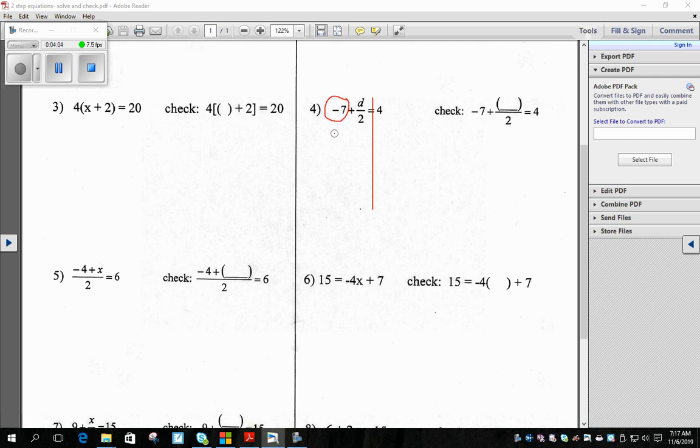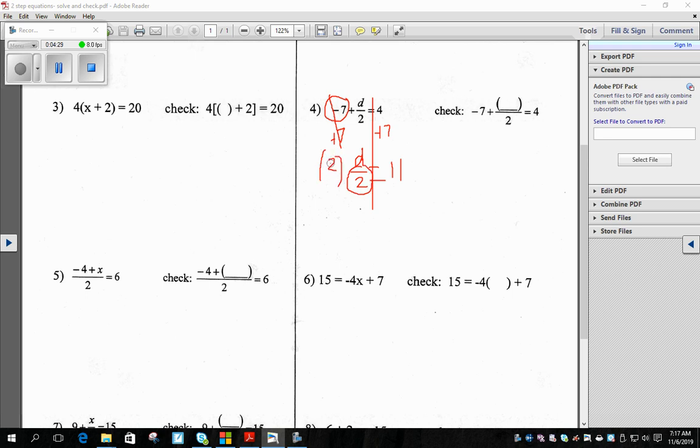So the opposite of a -7 is a +7. That's what makes your zero pair, the negative and the positive of that same number. And I'm going to add 7 to the other side as well. So I have d divided by 2 is equal to, and then 7 plus 4 is 11. Now, this division bar means divided by 2. The opposite is to multiply by 2.